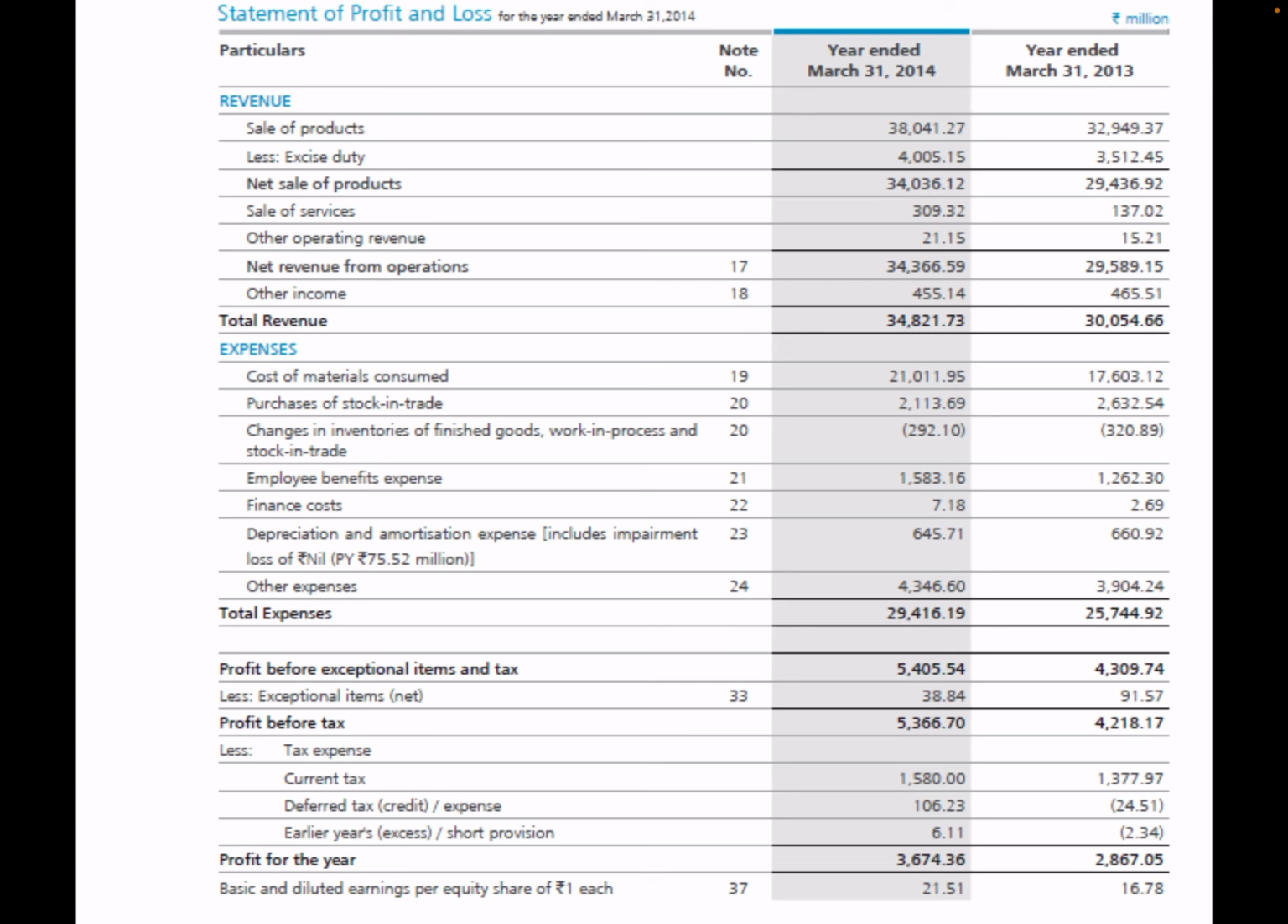The next line item is the excise duty. This amounts to rupees 400 crores. The company would pay this to the government, hence the revenue must be adjusted. The revenue adjusted after the excise is the net sales of the company. The net sales of ARBL are rupees 3403 crores for the year 2014.